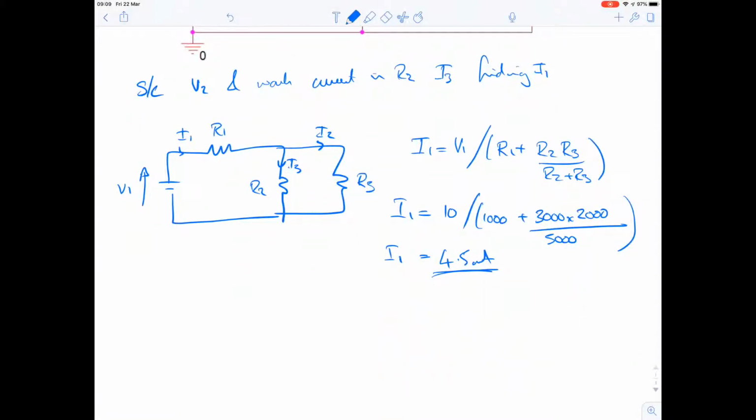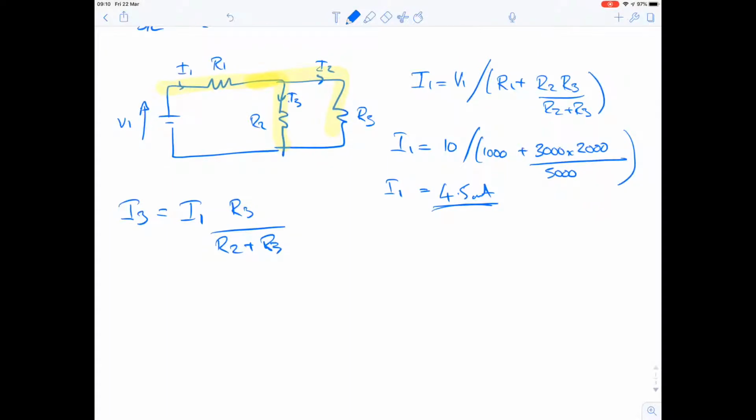I now need to deploy a current divider rule. Let's just look here. I1 is flowing into this node, and it flows out as I3, and it flows out as I2. Okay, so I3 is equal to I1, and in the current divider rule we choose the opposite resistance, that's R3, over the sum of the two, R2 plus R3. Okay, let's plug in some numbers for that one.